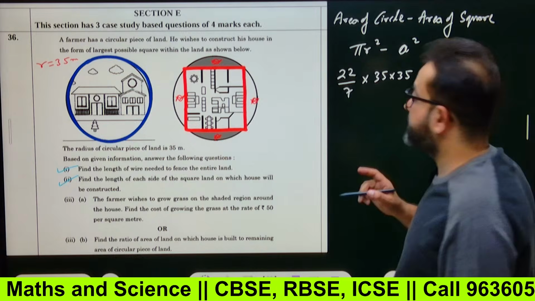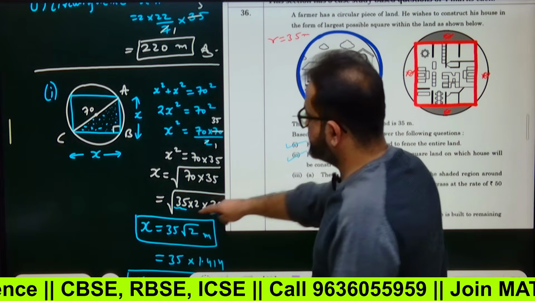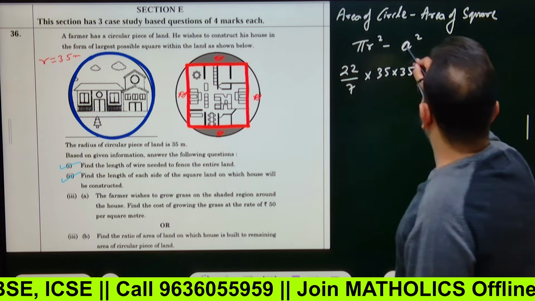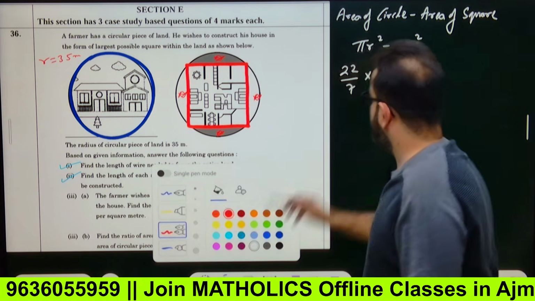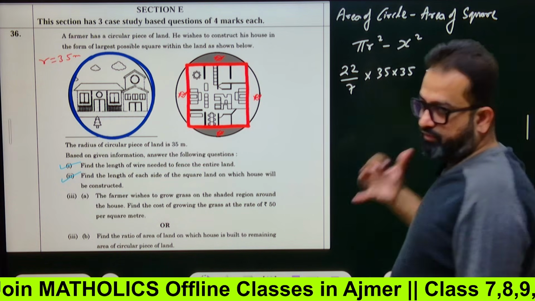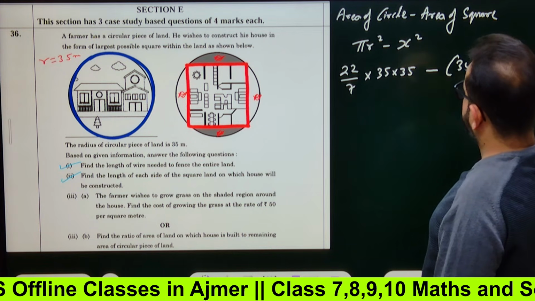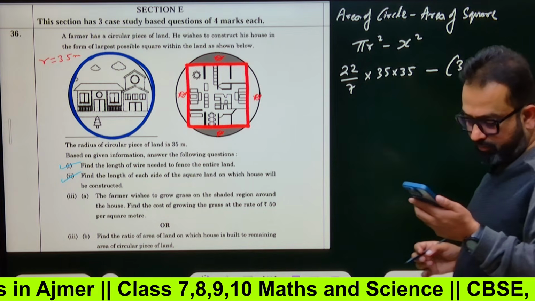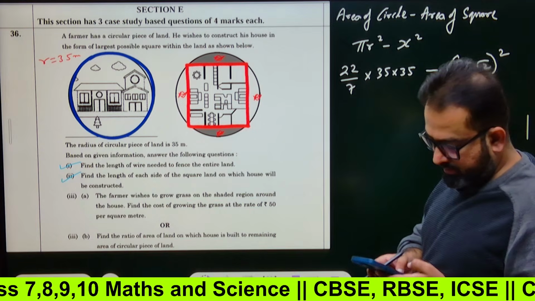Side we just calculated, 35 under root 2. Yes or no? Side we just calculated x as 35 under root 2. Instead of a you can write x also, because we are using side of square as x. See, you have to be particular in everything. If you want to get full marks, 4 out of 4, everything must be perfect. Minus x square means 35 under root 2 whole square. Got the point? Yes or no? Sorted. Pi not given.